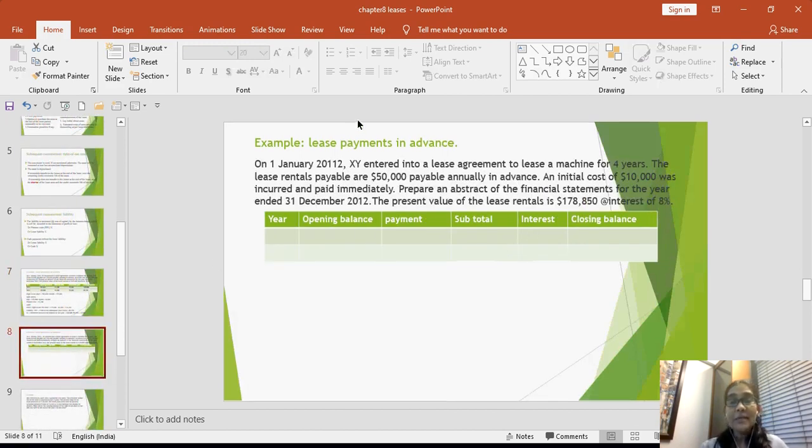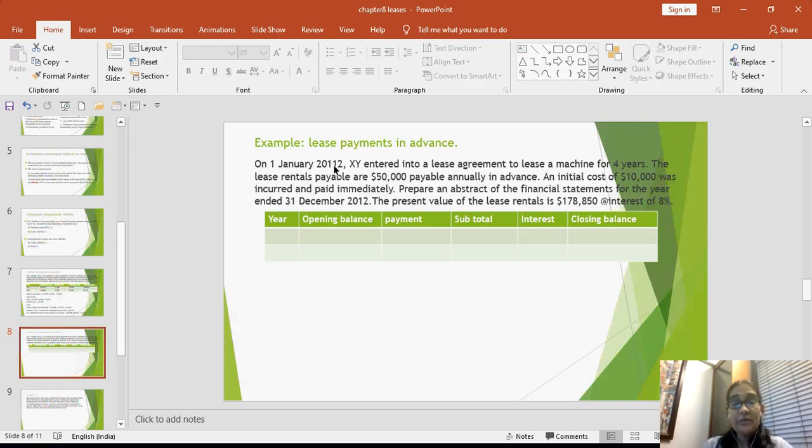Now let's do an example with lease payment in advance. In the previous sum, we had paid the lease rental at the end of the year. In this case, when you make the payment in advance, that means you are making the payment at the start of the year. So there is just one additional column and some interchanging of columns, but the table will need to be prepared. Let's read the question.